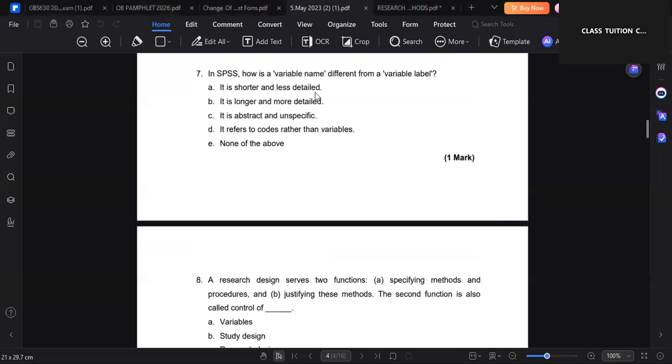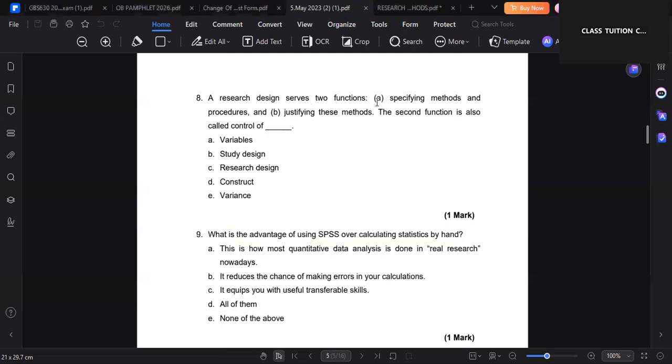In SPSS, how is a variable name different from the variable label? I think A. Number 7, A. Yes, it's shorter and less detailed. So the variable names are short codes, while labels are full descriptions. That's correct.